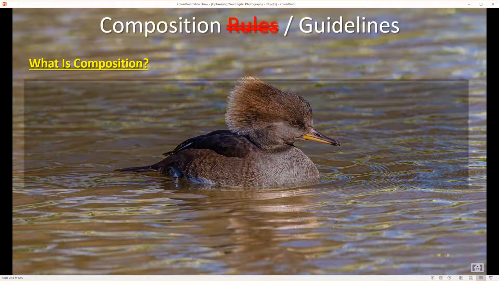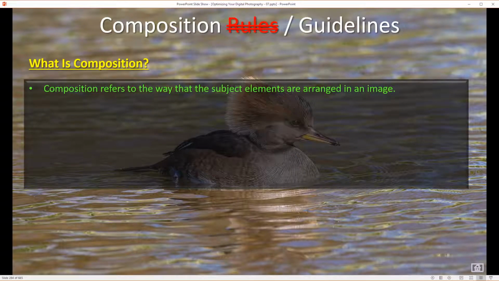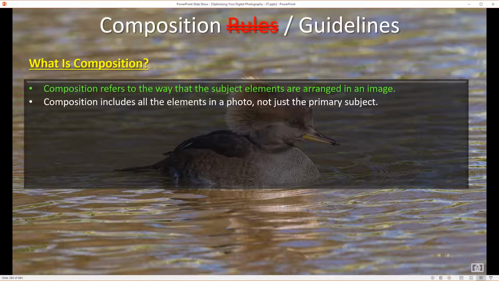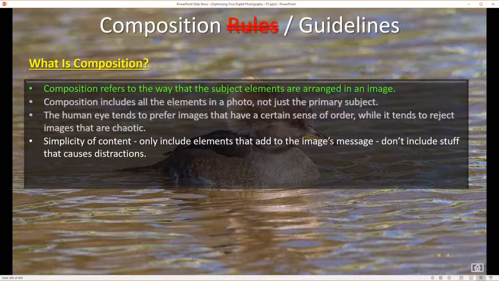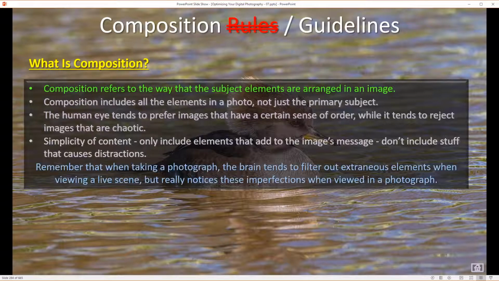So what is composition? Composition refers to the way that the subject elements are arranged in an image. Composition includes all the elements in the photo, not just the primary subject. The human eye tends to prefer images that have a certain sense of order, while it tends to reject images that are chaotic. Simplicity of content: only include elements that add to the image's message, don't include stuff that causes distractions. And remember that when taking a photograph, the brain tends to filter out extraneous elements when viewing the live scene, but really notices these imperfections when viewed in a photograph.